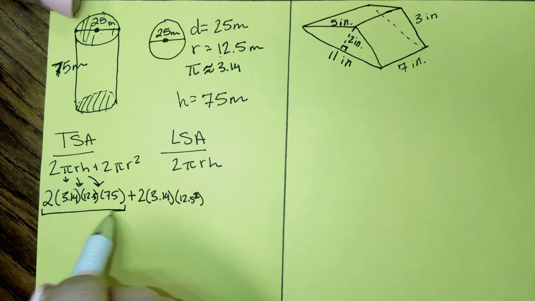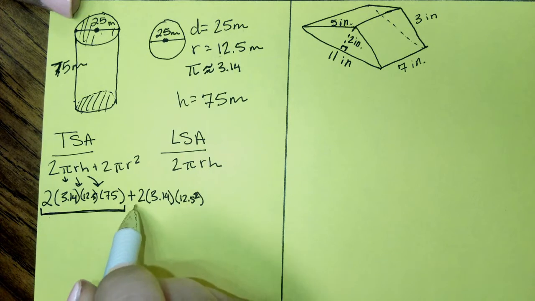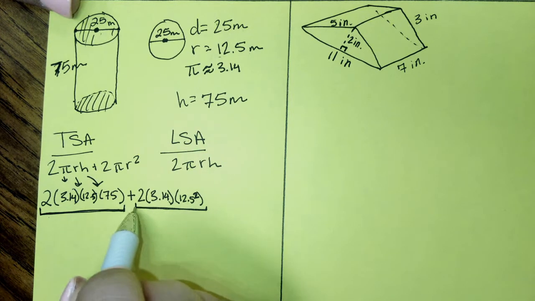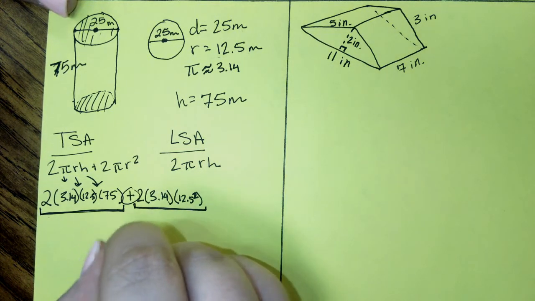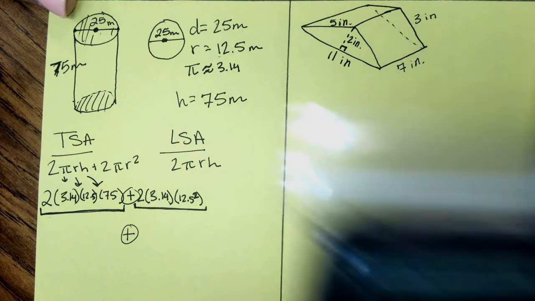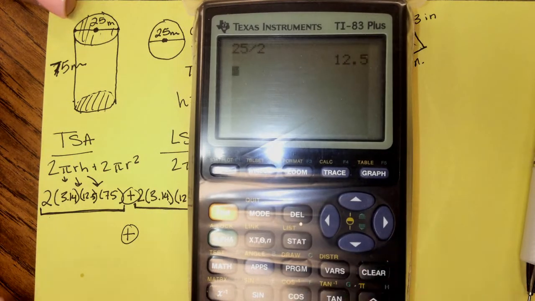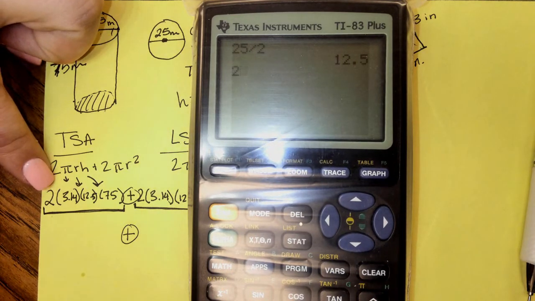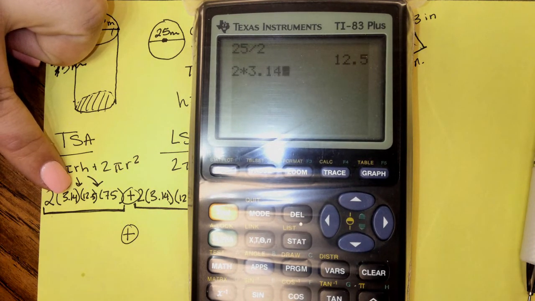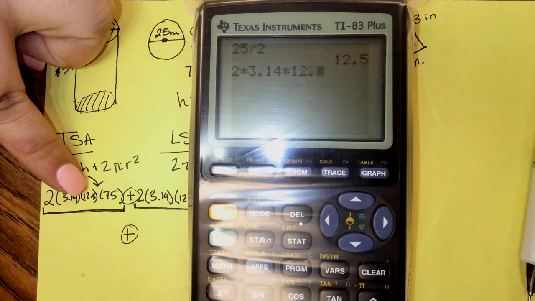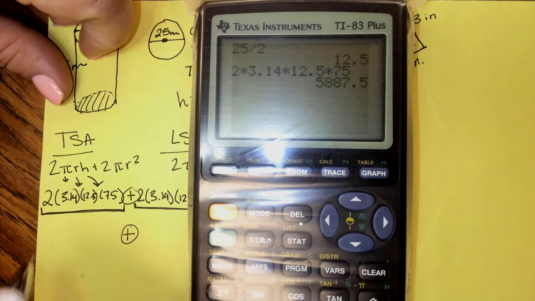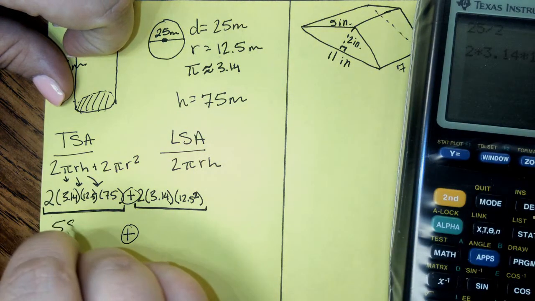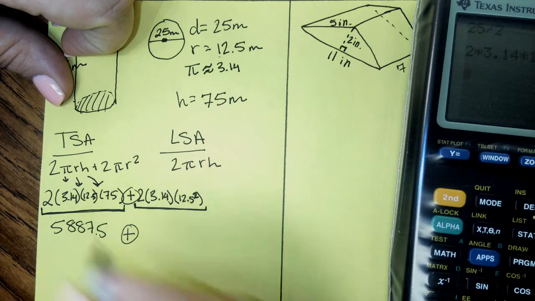Just like we did earlier, I'm going to break up all of my multiplication and then the other set of multiplication. And because there's a plus sign between those two, we're going to add those together. Now I can use my calculator. We're going to type in 2 times 3.14 times 12.5 times 75. We get 5,887 and a half.